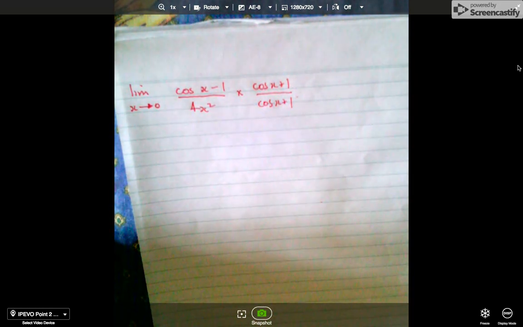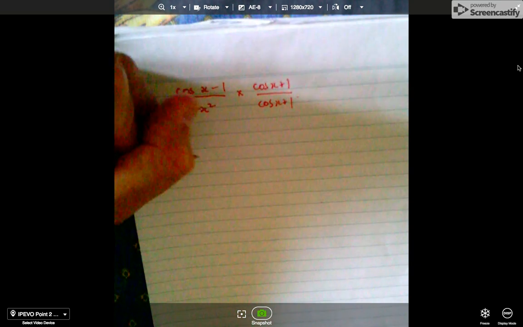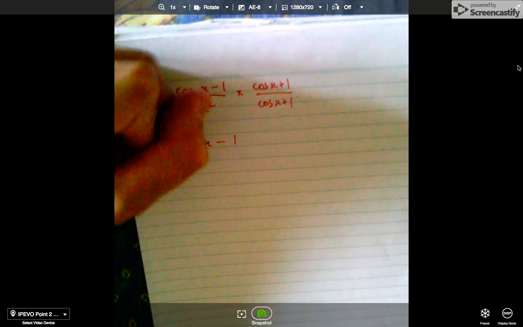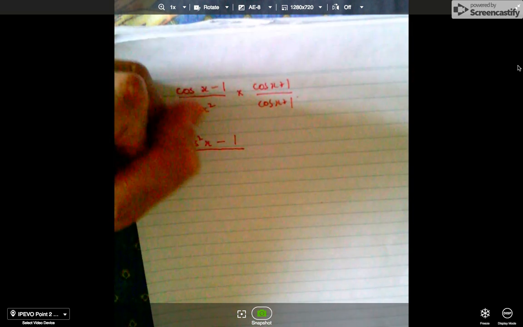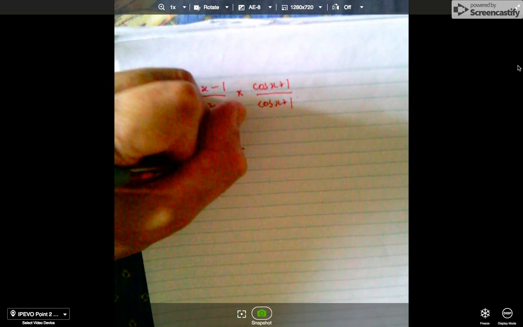And again, I'm not going to write the limits all the time. Imagine it's like that, all I'm doing is simplifying it. Because we've got the conjugate, we've suddenly got a difference of two squares. So this becomes cos squared x minus 1 on the top, and the bottom becomes 4x squared times this cos x plus 1.